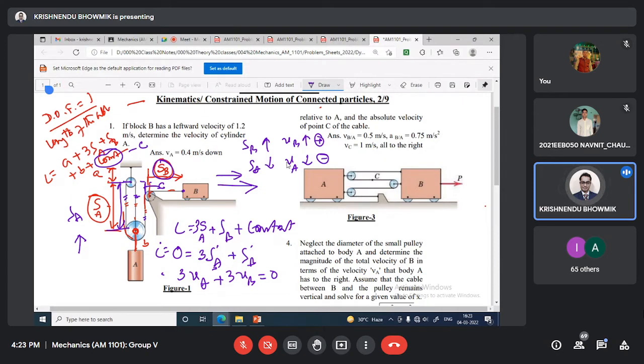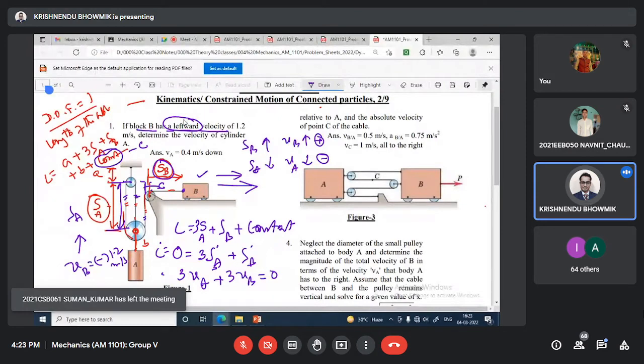Now for this problem, it is given that block B has leftward velocity. So this B equal to leftward. Leftward means this length will decrease. Let's consider minus 1.2 meter per second. Why minus? Because the length will decrease. So I have considered this velocity will be negative, that is, it is moving leftward. My understanding, I have given as a negative.